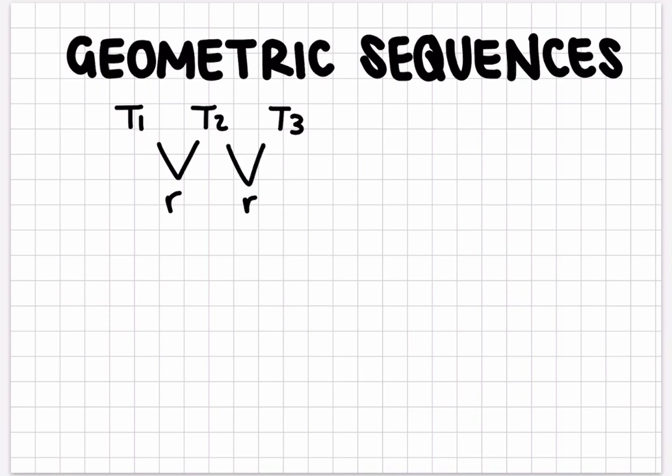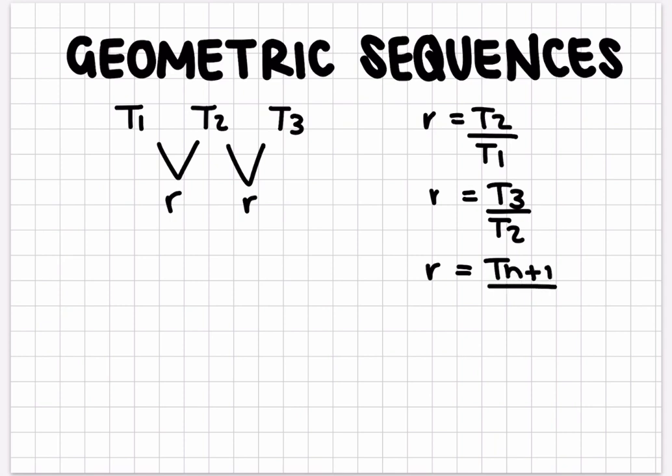To calculate this constant ratio, we take T2 divided by T1. You could also calculate it by taking T3 divided by T2. But the main formula for the constant ratio is Tn plus 1 over Tn. Tn plus 1 is the following term and Tn is the previous term.